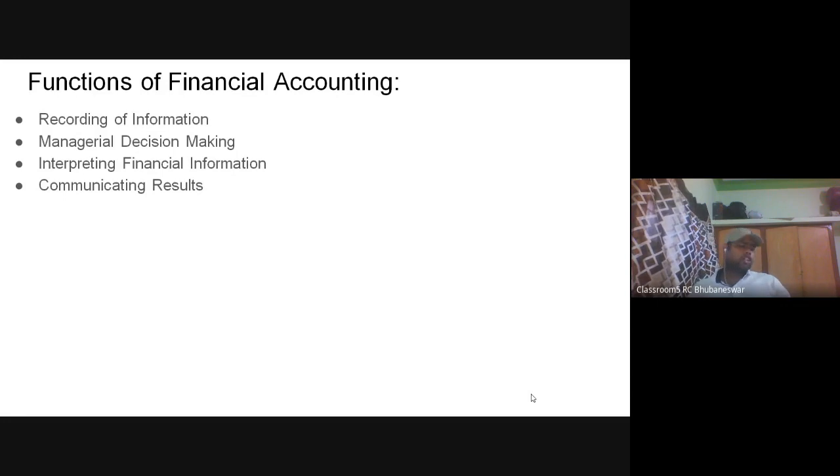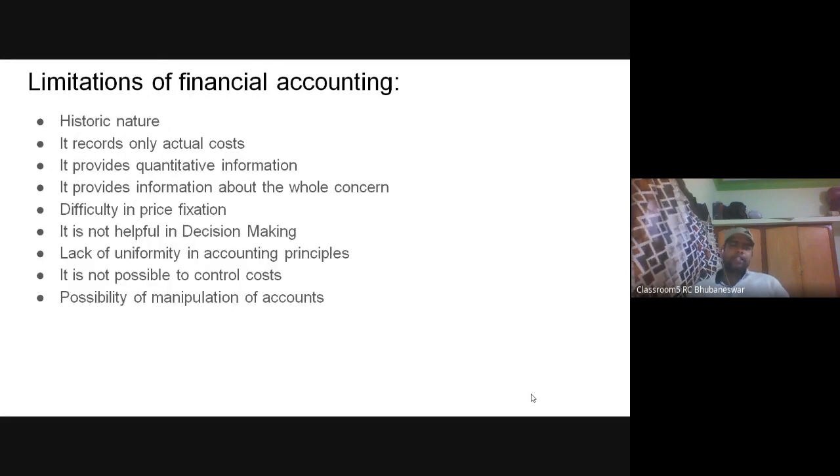Next, the functions of financial accounting. So we had already dealt with that one: recording of information, managerial decision making, interpreting the financial information, then communicating the results. Next, what are the limitations? You can also find out all the limitations based on historical figures.